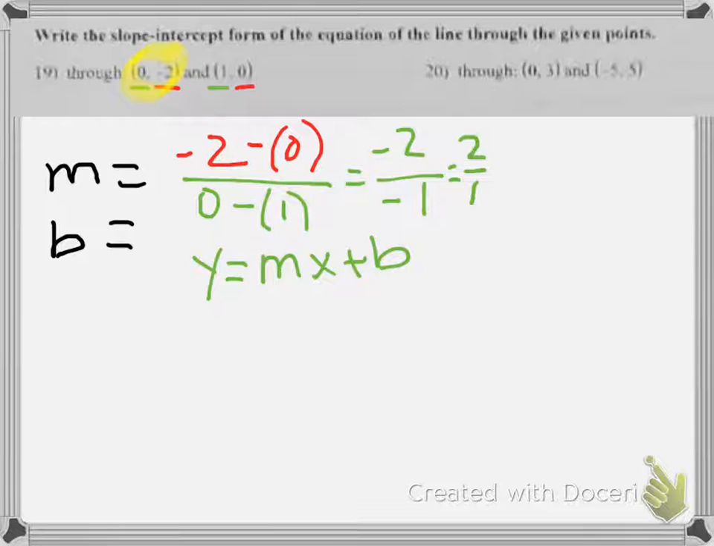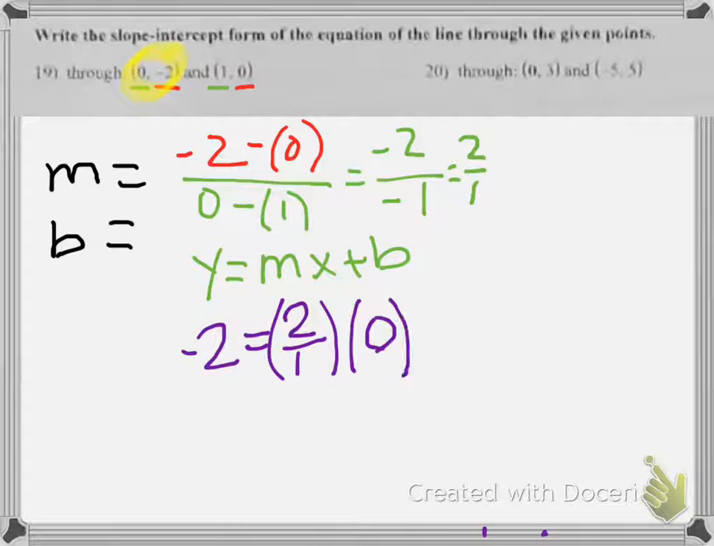Alright, so for our y, we'll put -2. And for our m, we saw that the slope is equal to 2 over 1. For our x value, it is 0. And b is what we're solving for. So here we know that anything multiplied by 0 is 0, so this will cancel out. And we're left with -2 is equal to b. So now that we know our slope and we know our y-intercept, we can write our equation.